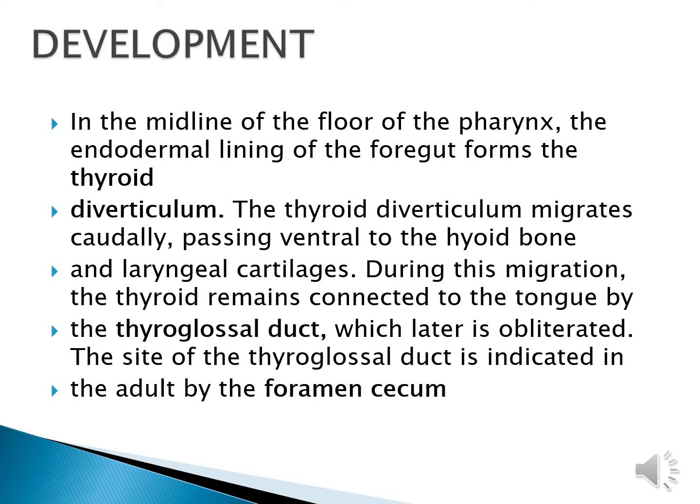From there, a downward invagination, a tunnel-like or duct-like structure, migrates downward and dorsally to be situated in front of the hyoid bone and the laryngeal cartilages. Then it will differentiate into what's called the thyroid gland. This tunnel, or diverticulum, is later obliterated, degenerated or atrophied.